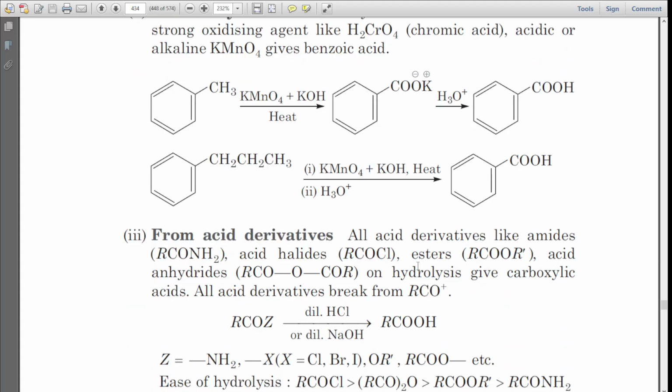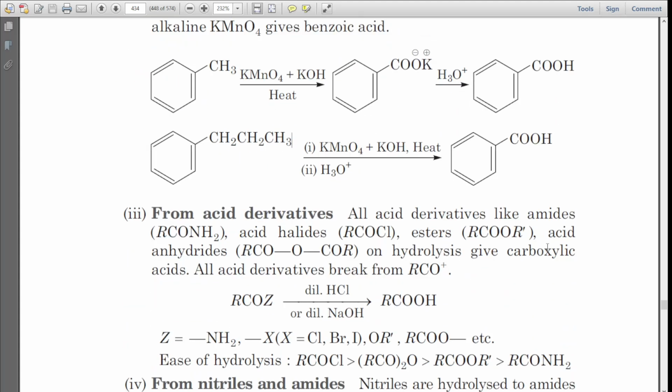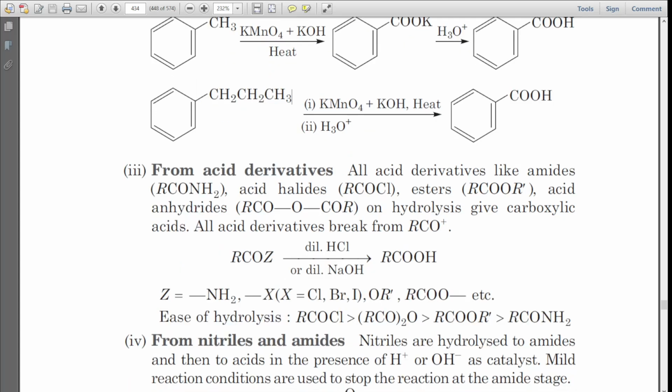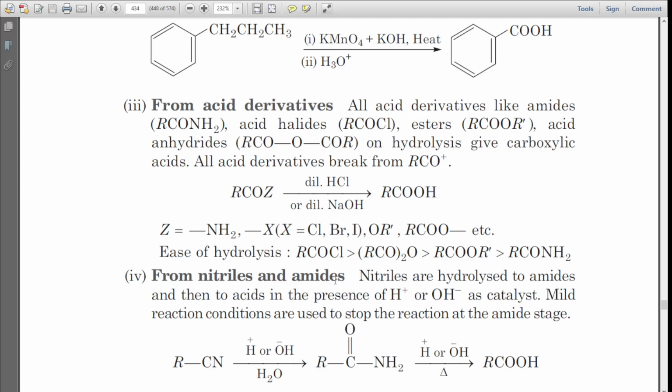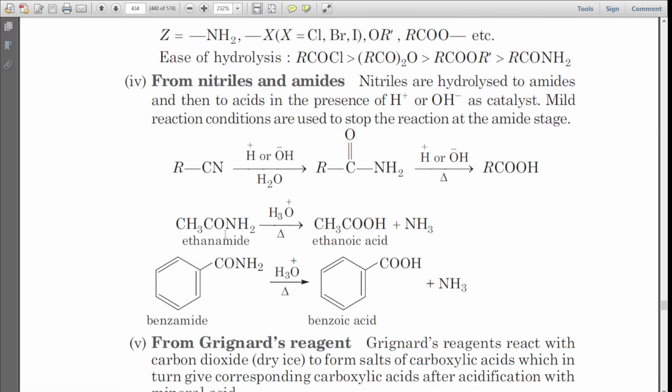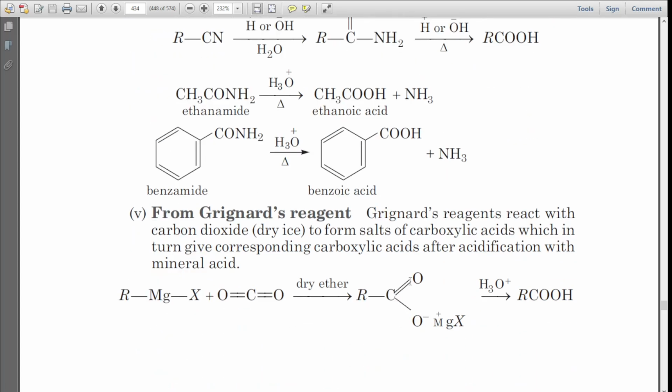Now the next method is from acid derivatives such as amides, halides, esters and anhydrides, etc. On hydrolysis, they can be converted into carboxylic acids. They can also be prepared from nitriles and amides by hydrolysis. Cyanides can be hydrolyzed to form amides, and those amides on further hydrolysis yield the carboxylic group, such as aliphatic and aromatic amides, both give you carboxylic acid derivatives.